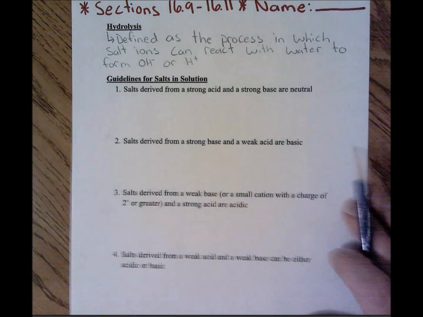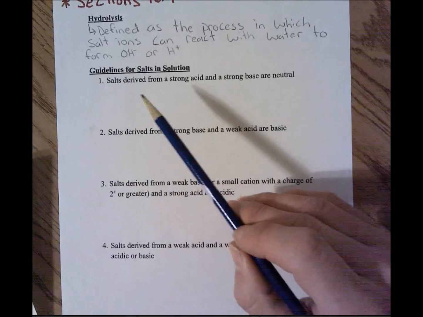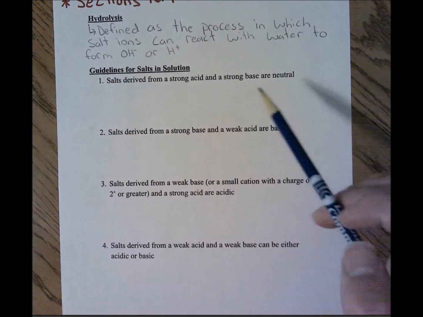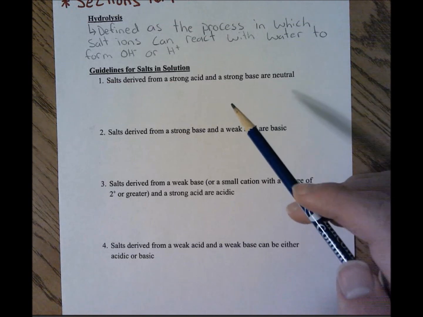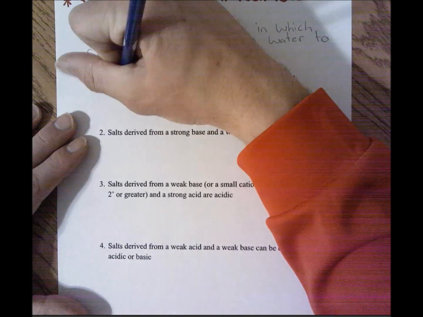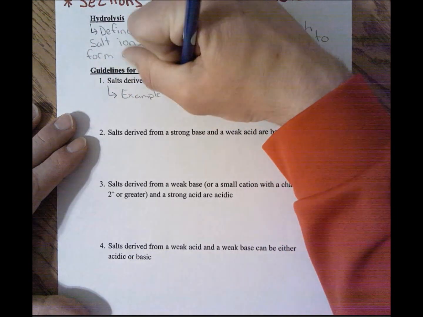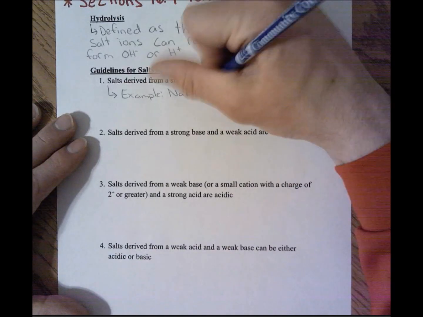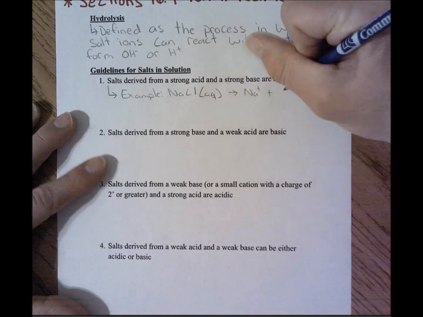So, number 1, you can read along here, salts that are derived from a strong acid and a strong base are neutral. So an example of this is NaCl. So our example from NaCl is this. When it is broken down, and it's probably best to show this, it breaks down into Na+ and Cl-.